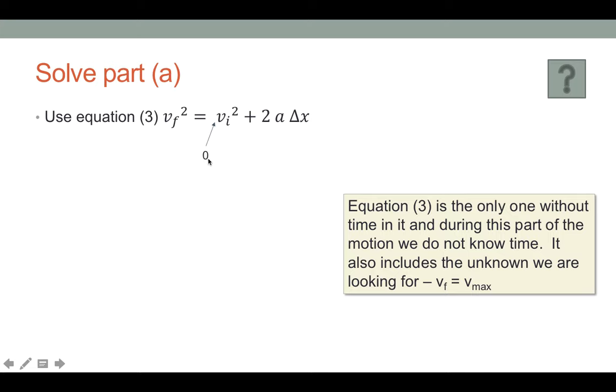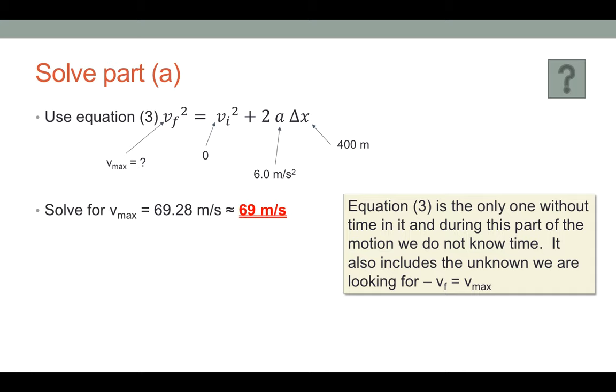This number we know, we're starting from rest. We know the acceleration, 6 meters per second squared. We know the distance traveled, it's 400 meters, and the only other quantity in the equation is exactly what we're looking for. That final velocity will be the maximum velocity. So we plug those numbers in and solve for the final velocity, and we get 69.28 meters per second.